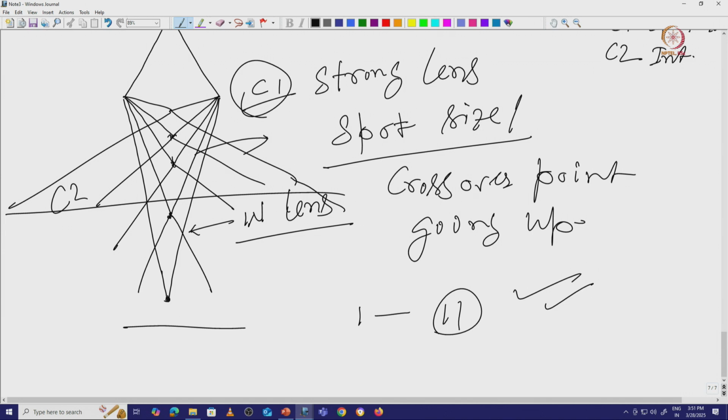So I'll stop it here. In the next class we'll discuss how the C1 and C2 lenses work together to control the electron dose.